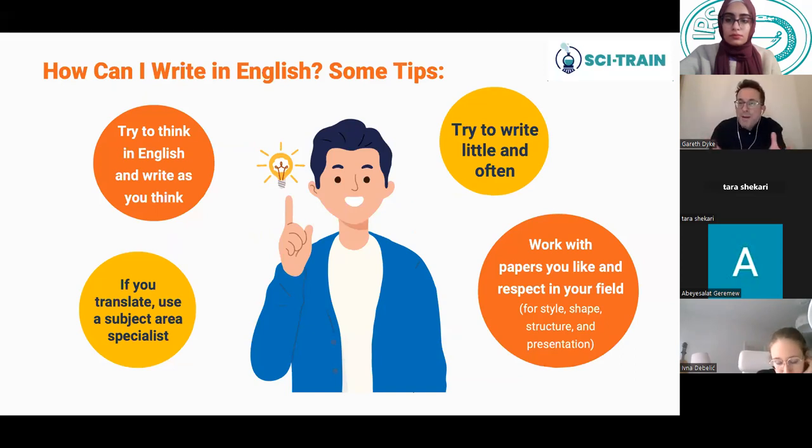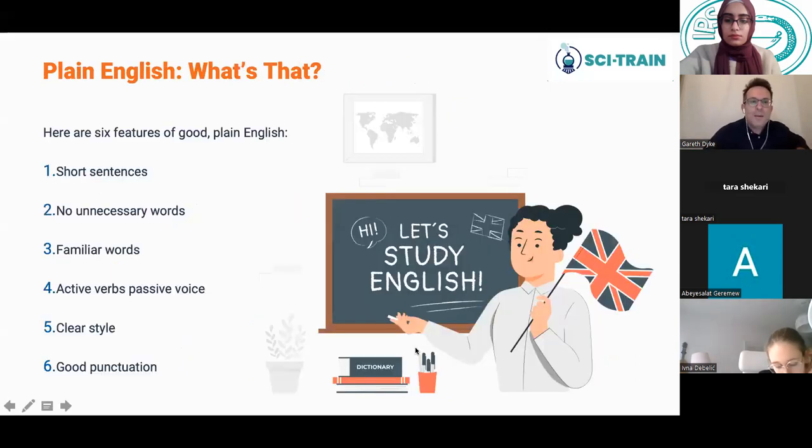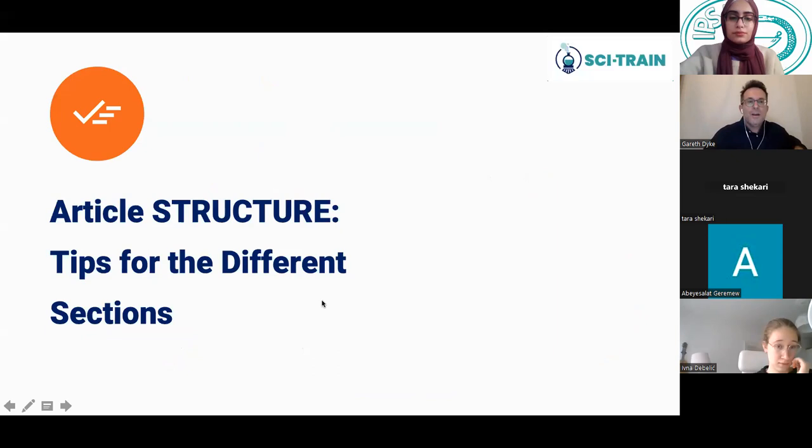You're going to write a paper, go and find other papers that are going to look similar in the target journal that you want to publish your work in to the piece of work that you are putting together. That way you can see how well-written, well-structured titles, abstracts, introductions, figure captions, and so on are put together, because basically academic English has 6 key features: short sentences, no unnecessary words, familiar words, active voice as opposed to the passive voice, clear style, and effective punctuation.